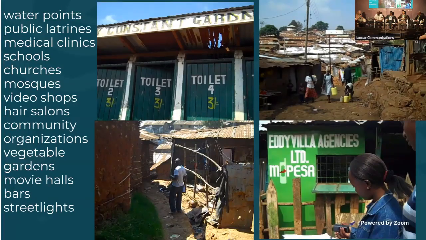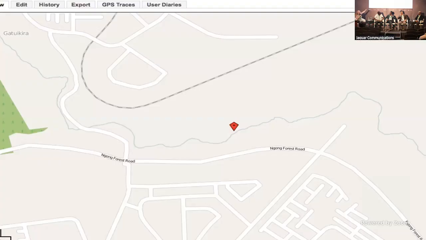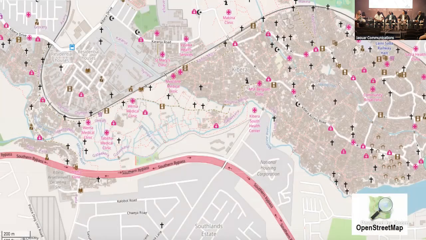So this is the kinds of points that were collected. Toilets, M-Pesa stands were very common. Pathways, community organizations, gardens, movie halls, street lights, just anything and everything. And this was the blank spot that was there. So we started out with that density, but that was what you would find. And then we populated it. This is probably even more populated now as a map. So a lot of detail.